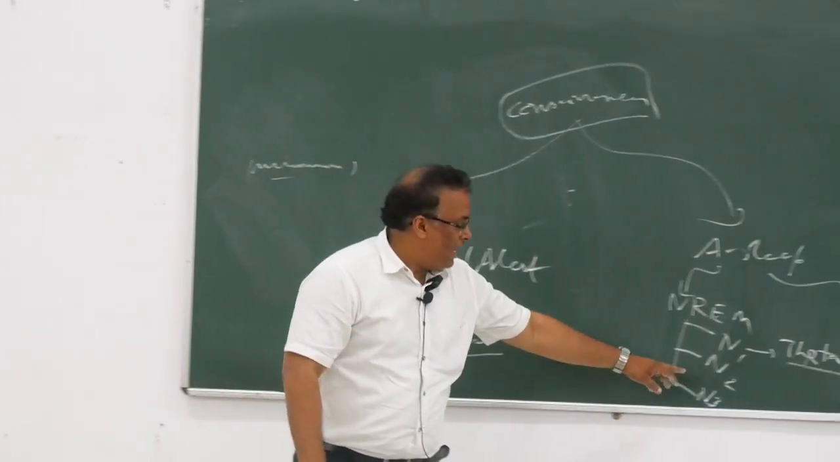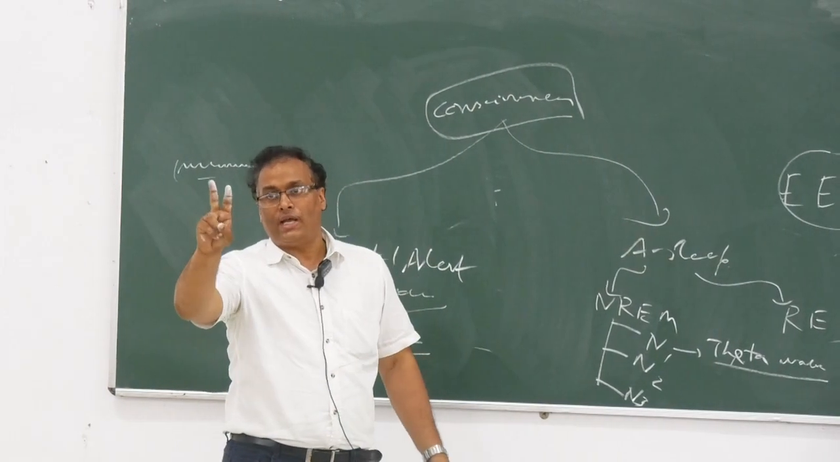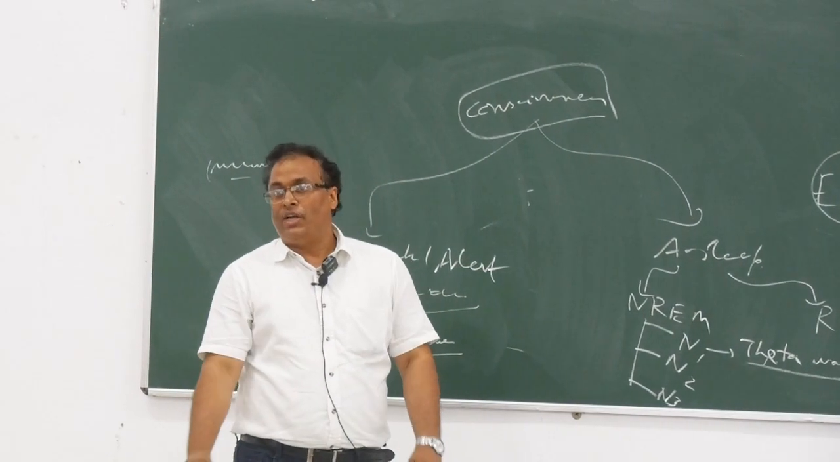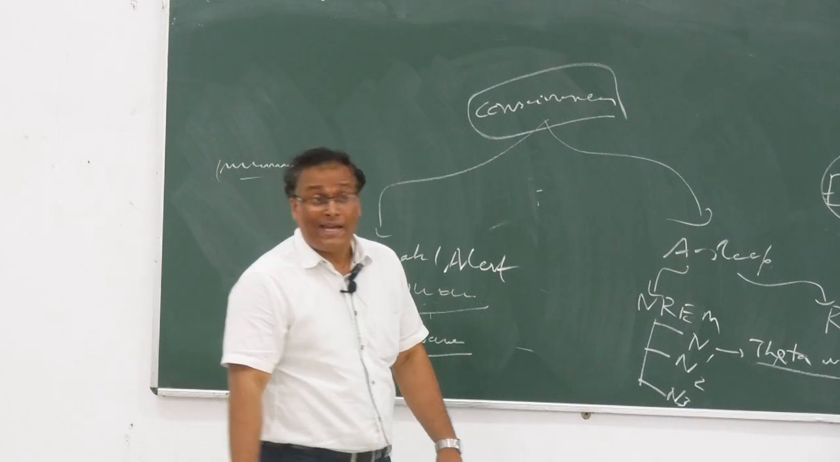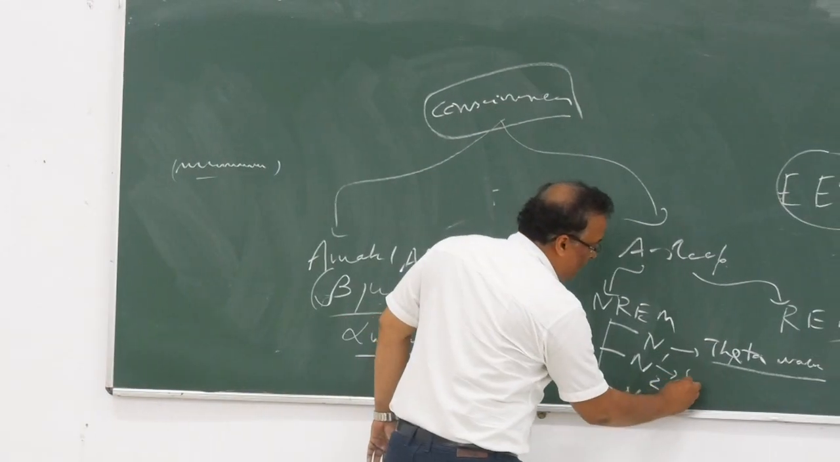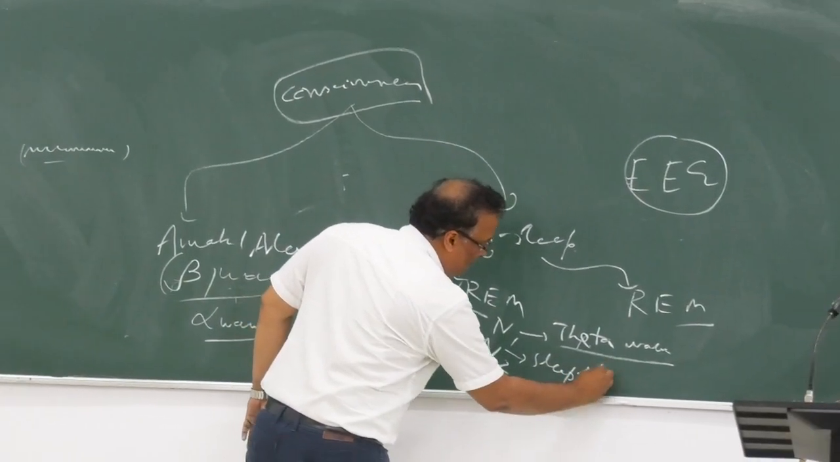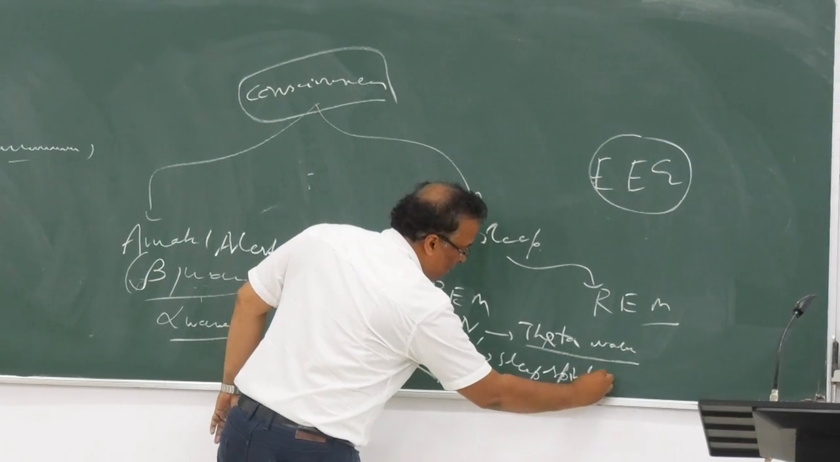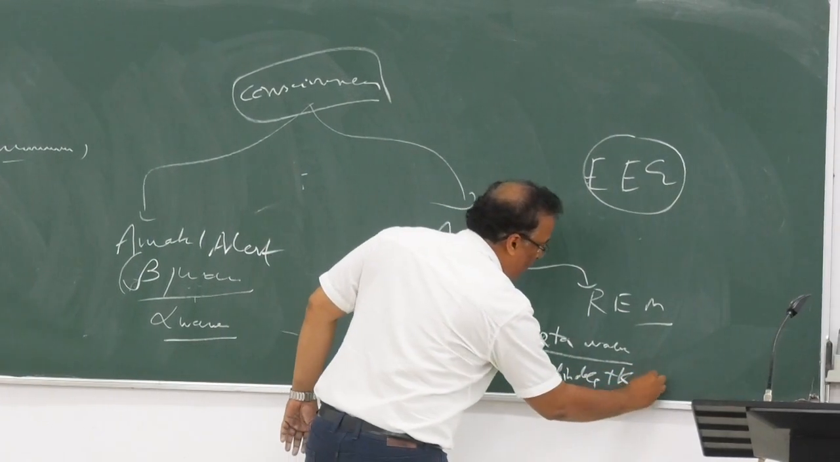Right? Now in N2, two specific features are here. Examine that: sleep spindle and K complex. That is sleep spindle, and plus K complex.